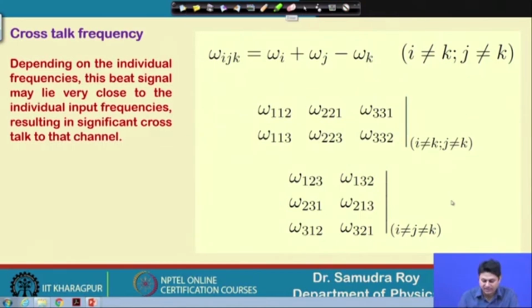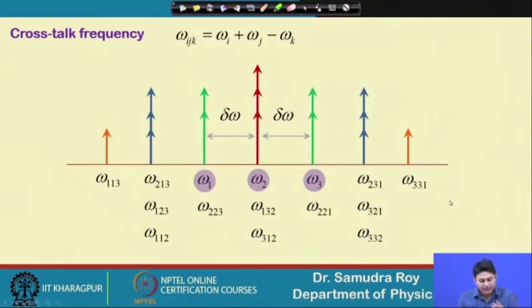If I define my frequency in this way, why are we defining it this way? We will try to understand that, because this frequency will give rise to some frequencies which are very close to the launching frequency. This is a very important figure, and if you understand this figure, then you will readily understand what is meant by crosstalk frequencies.